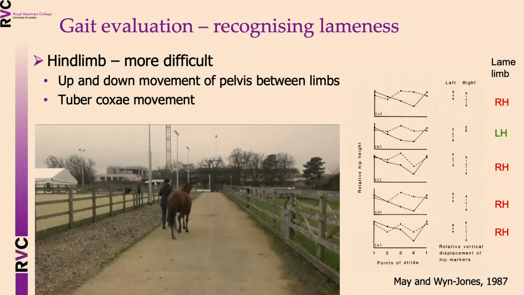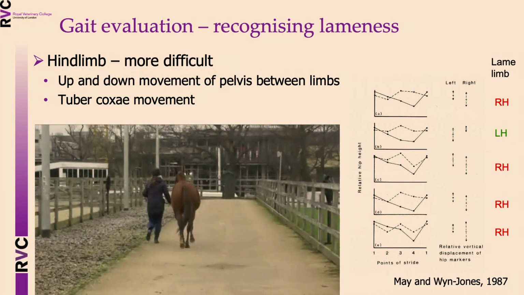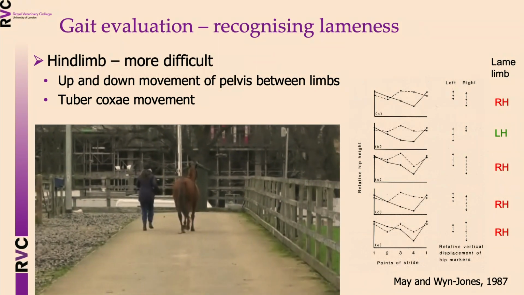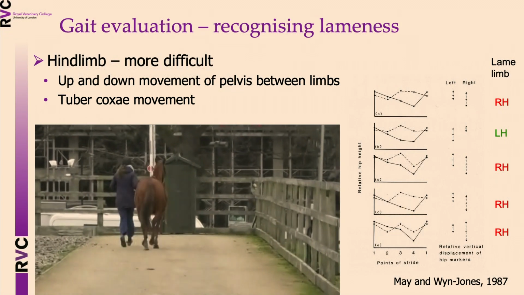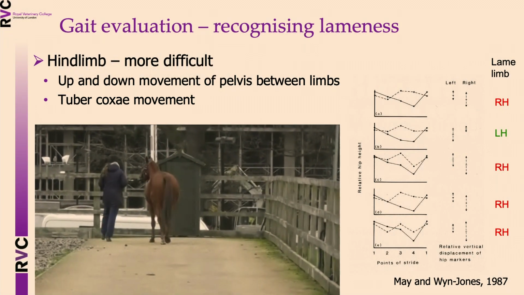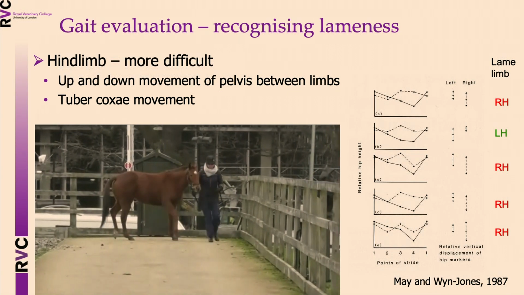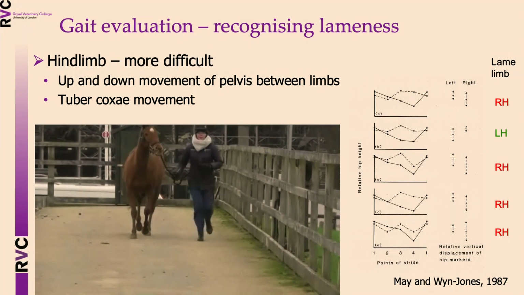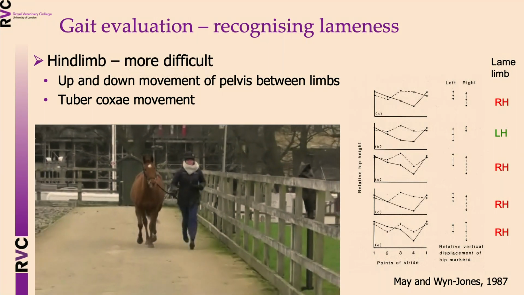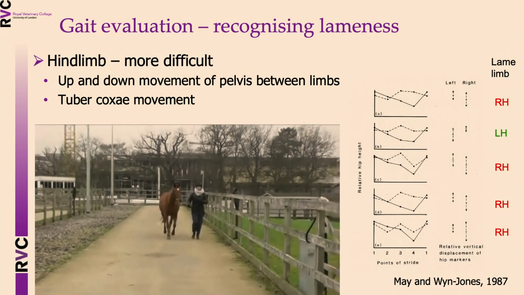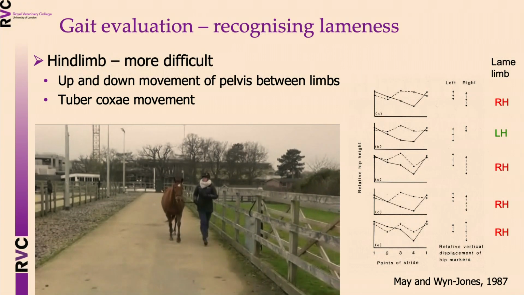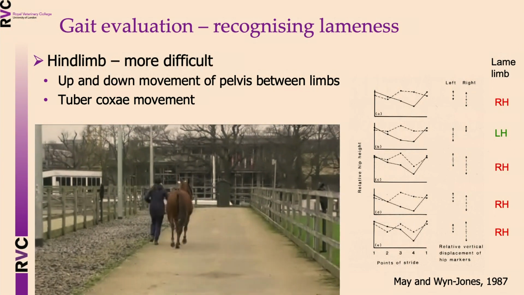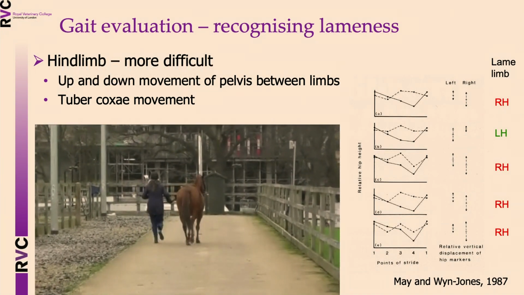And the movements vary, but what is consistent is that for the lame leg, here right hind, here left hind, here right hind, the excursion is greater on the lame leg, but the midpoint of that excursion is lower than the sound limb.